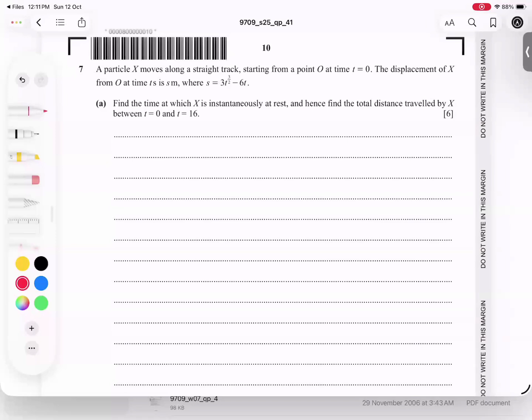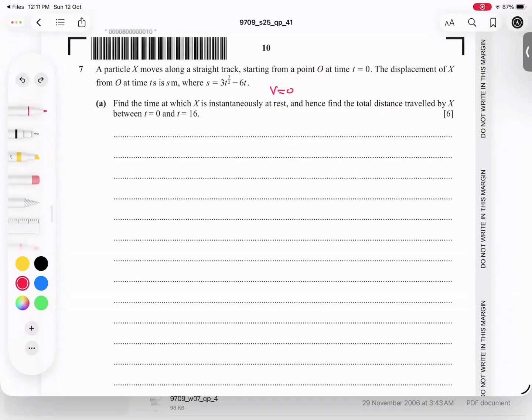Question number 7 now. A particle x moves along a straight track starting from O at time 0, and displacement is given by this formula. Find the time when x is at rest. Rest means velocity is 0. Find the total distance traveled by x from 0 to 16.